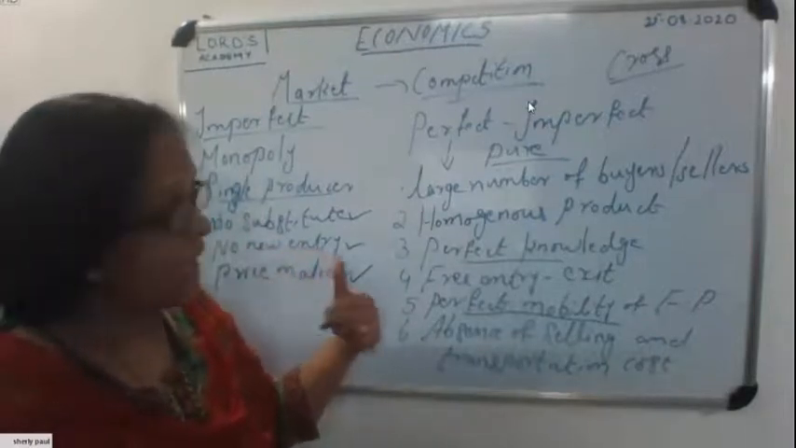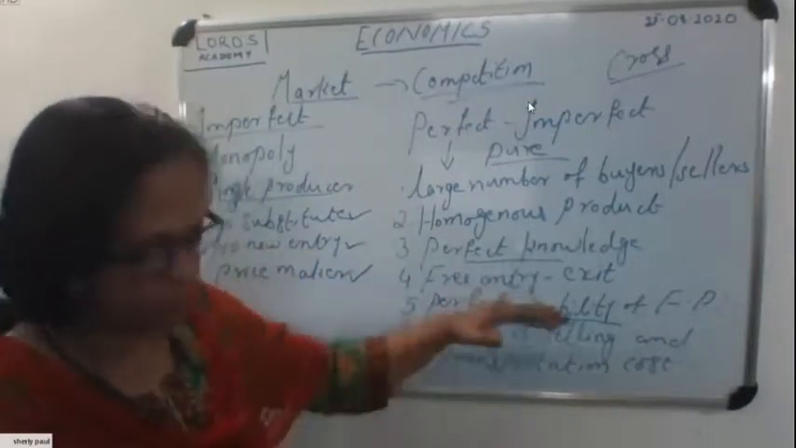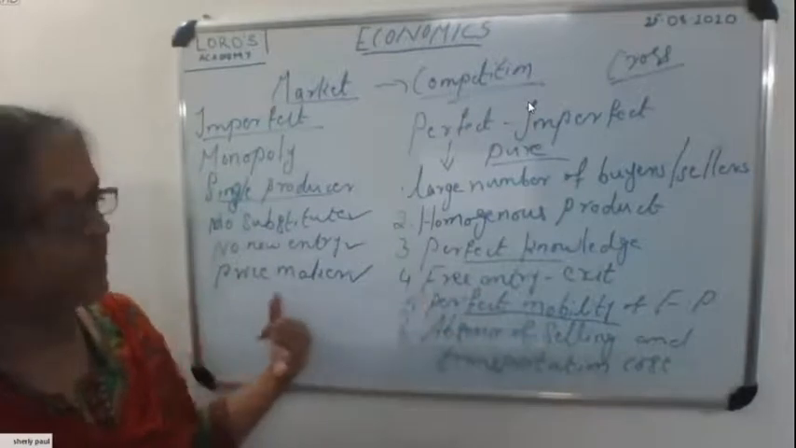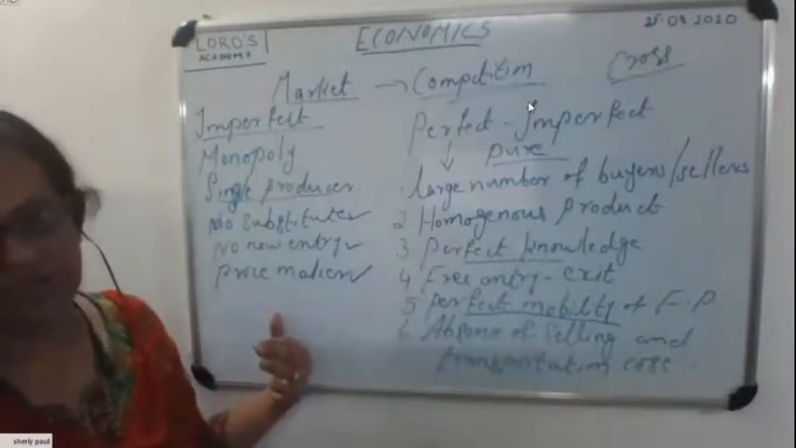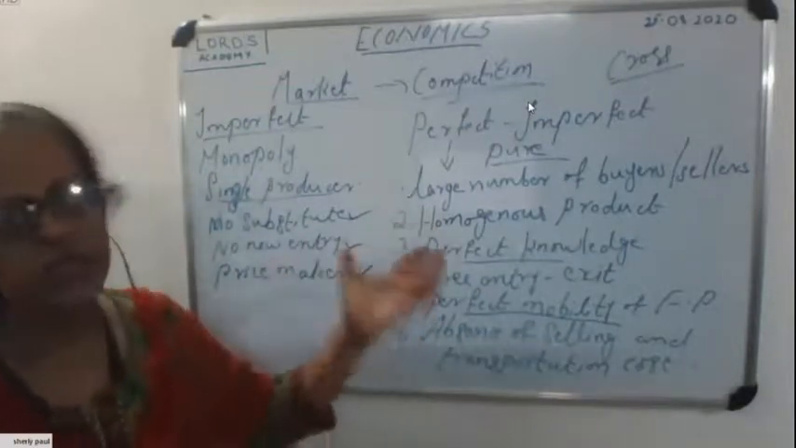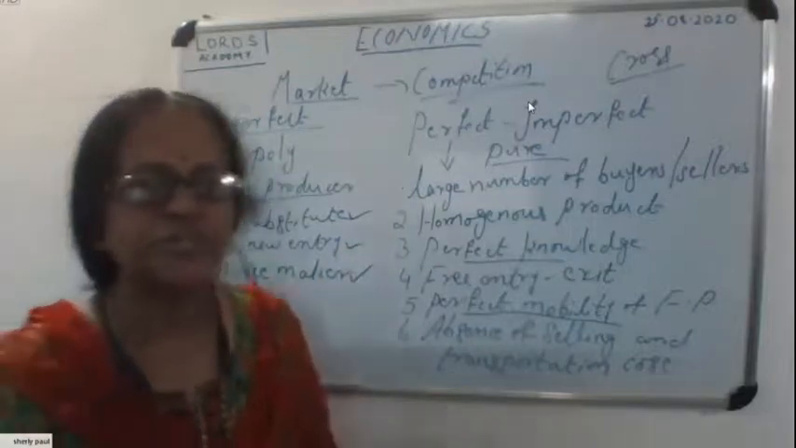Then knowledge about the market: in perfect competition there is perfect knowledge, but in monopoly buyers don't have perfect knowledge of the market. The same points are given in the table. I hope it is clear.